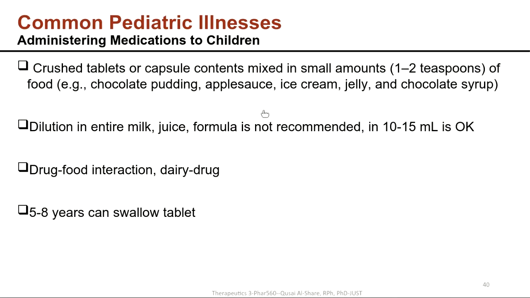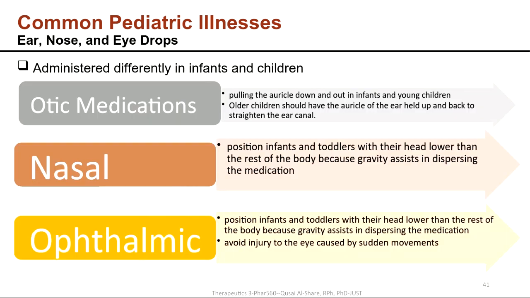And you will try to avoid the interaction in this scenario. So how do we use otic, nasal, and ophthalmic drugs in children? Normally the administration method in this patient population is different from adults. For example, with otic medications, you need to pull the auricle of the ear down and out.